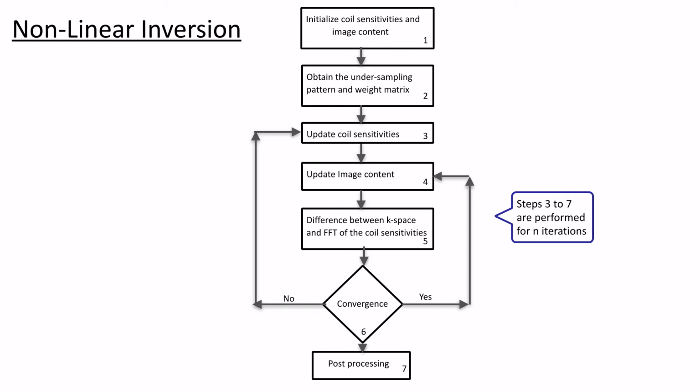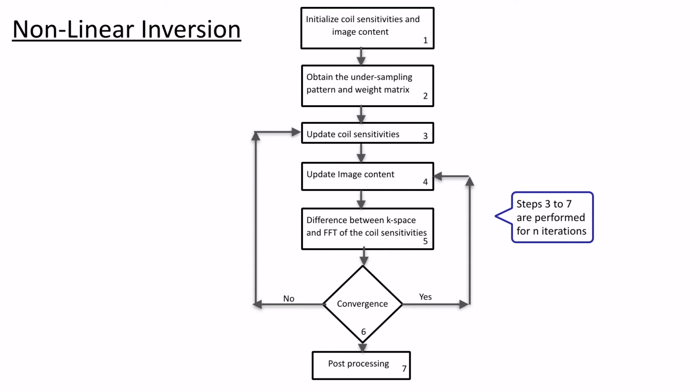So at the beginning of the reconstruction process, the coil sensitivities and image content are initialized and treated as an estimate. The undersampled k-space data obtained from individual coils is taken, and the undersampling pattern along with the weight matrix is obtained.